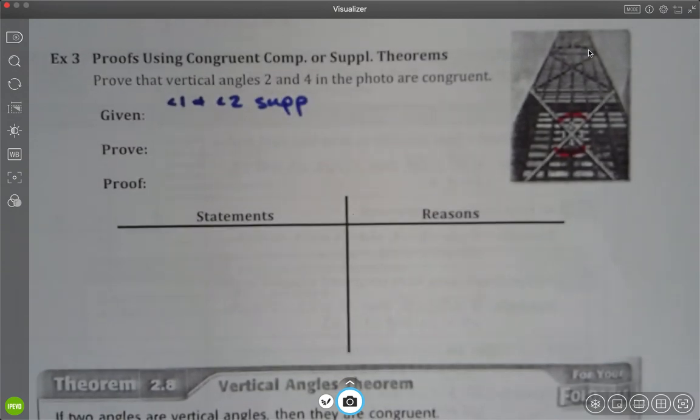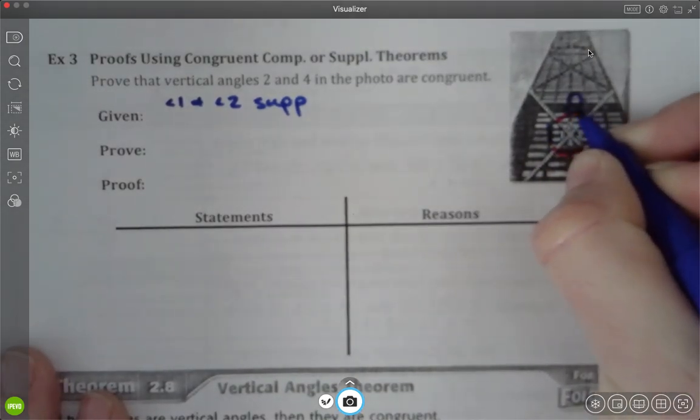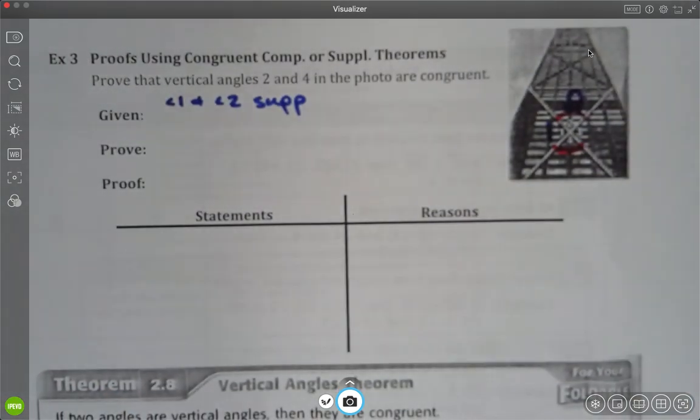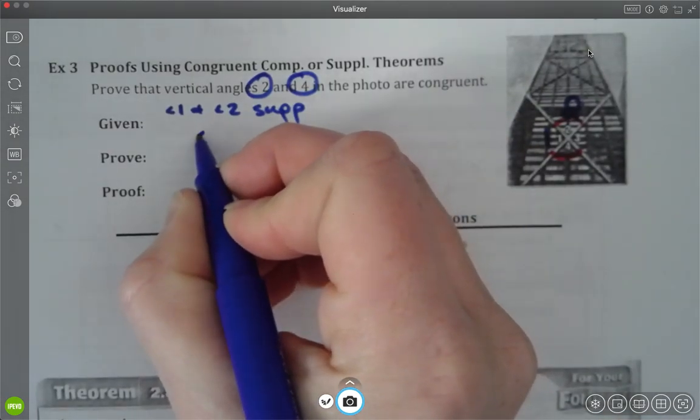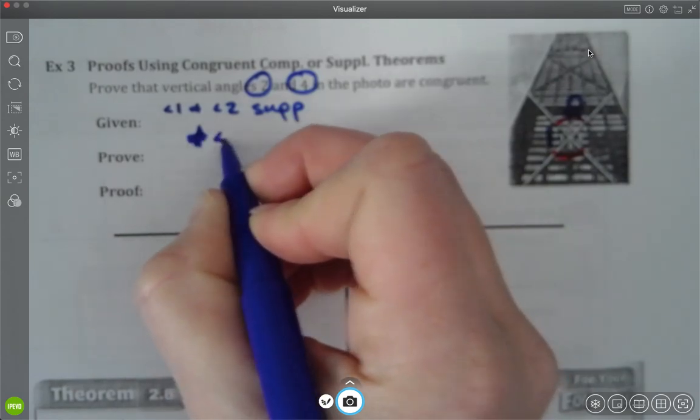Do you agree with that? Yeah. 1 and 2. It's kind of hard to see up here on the board. If you look on your diagram, you can see. Angle 1 is this one over here. Angle 2 is this one up here. Now, what else do you want to say? Okay, now we can say 2 and 3 are supplementary. We can say 3 and 4 are supplementary. We can say 1 and 4 are supplementary. Which ones are we going to try to say are equal to each other? We want 2 and 4 to be equal to each other, right? So we have to use 4, but what do we want to be supplementary to 4?